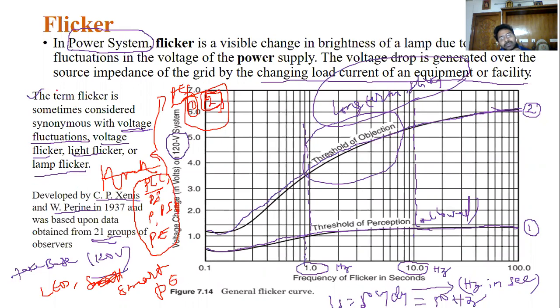So how will this flicker happen? Because of the sudden changes in the load current. How does that load current change because of the load? There is a huge impact on the industrial side, especially automation industries, which will face more problems because of these flickers.